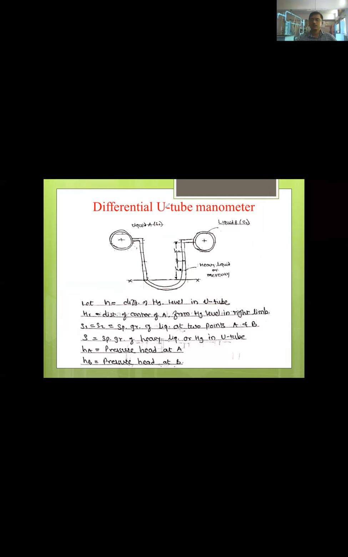So write down the title: measurement of pressure difference using differential U-tube manometer.